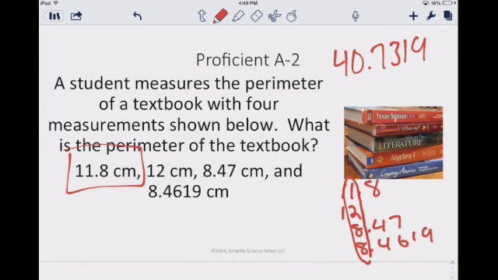40.7319. But we have to round to the ones place, which when we do that, does that 7 round that 0 up? Yes, it does. So we just get correct numbers. Significant figures would be 41.